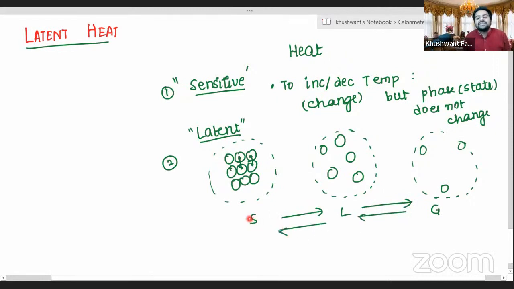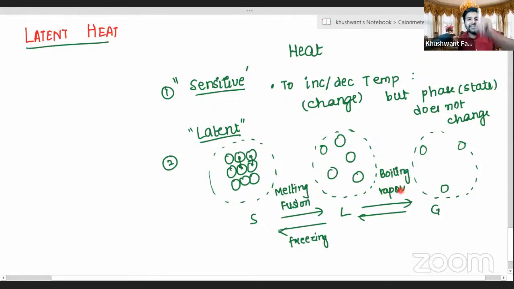So the funda is, if any substance goes from solid to liquid, it's called melting or fusion. And the reverse is also true. If any substance goes from liquid to solid, it's called solidification or freezing. Similarly, if a substance goes from liquid to gas, then it is called boiling or vaporization.